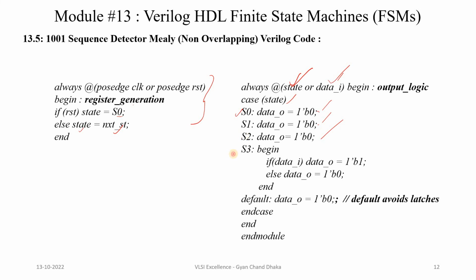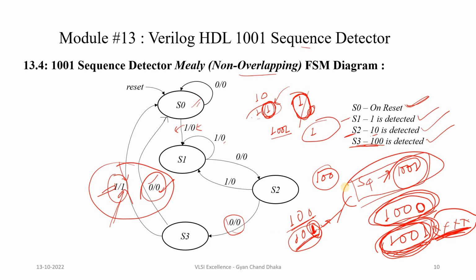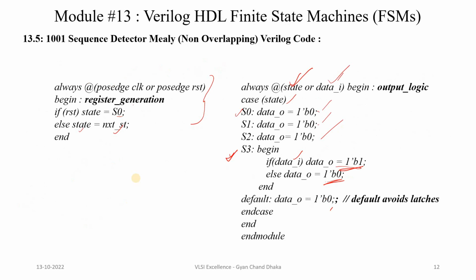But only when we are in S3 state and the input data is high, that means the output is going to be high, otherwise the output is going to be 0. At default the output is going to be 0. So whenever we are in S3 state and if the input data is 0, then the output is 0, otherwise if the input data is 1, the output is going to be 1. So this is how we can code this output logic in Mealy type of FSM.